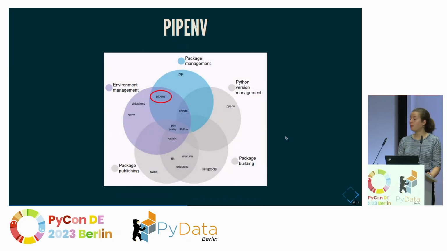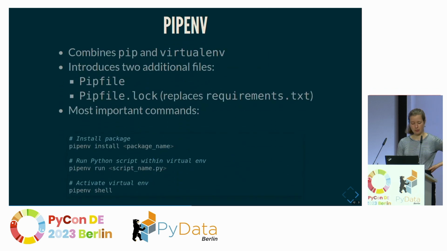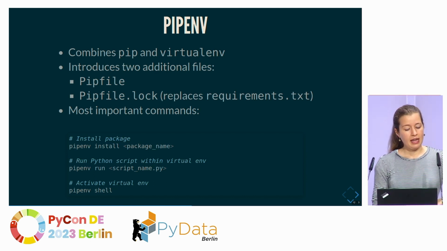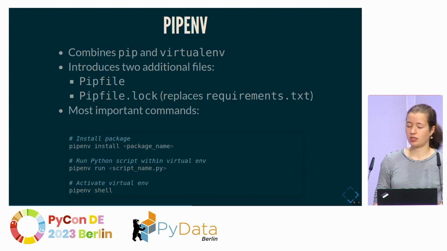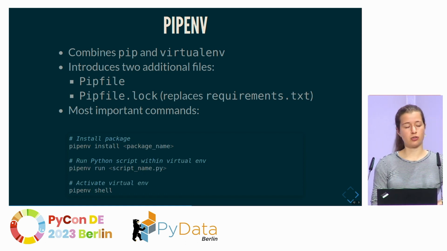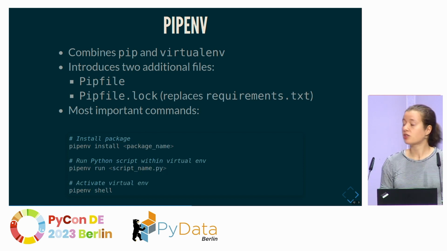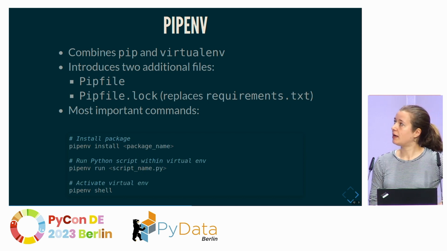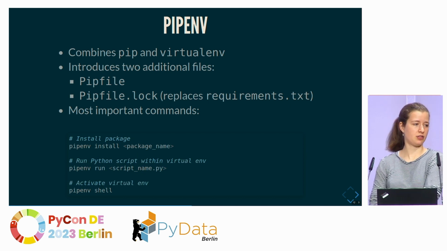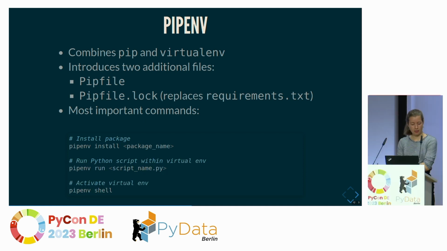Okay, so regarding our multi-purpose tools, we will start with pipenv, which sits here in our Venn diagram, so it can do environment management and package management. pipenv has been around for a long time, and as the name says, it combines pip and virtualenv. It introduces two additional files, a Pipfile, which is also a toml file, similar to pyproject.toml, and a lock file, which we just saw, so you know what it's about now, which is intended to replace requirements.txt, which was used or is maybe still used in some projects.